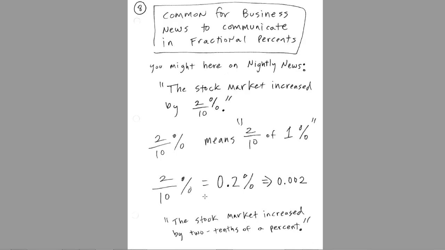So 0.2%. You could write it this way, meaning we kept the symbol here, did our division. When we did our division, we had 0.2. If I take 2 divided by 10, that's the answer. I kept the percentage symbol. You might see it that way, right? But when we do our final conversion, we have to slide that decimal to get 0.002. You also might see it written like this. The stock market increased by 0.2%.